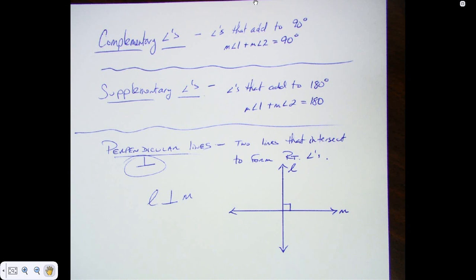So what's the complement of a 40-degree angle? Anybody? What does complementary mean? It means that they add to 90. So the complement of a 40-degree angle would be a 50-degree angle, because 40 plus 50 is 90. What's the complement of a 70-degree angle? 20-degree angle. What's the complement of a 5-degree angle? 85-degree angle. You get what I'm saying? It's a play on words. What is the supplement of a 100-degree angle?